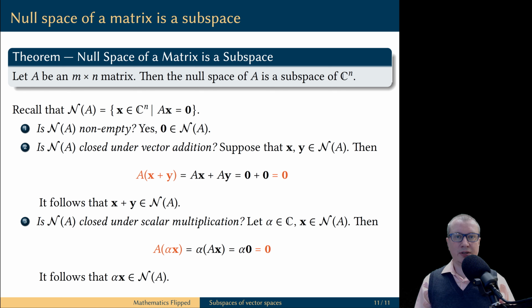In the next video in this series, we will prove that the span construction results in a subspace, and in particular, the column space and the row space of a matrix are in fact vector spaces.